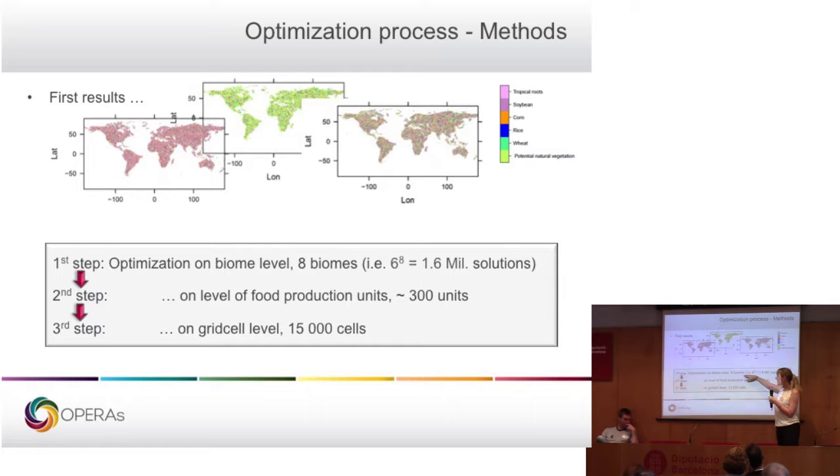So that was our first step, doing it on biome level, and that worked quite well, and Sven will show you some results on that now. The second step then would be to do it on food production units. Some of you might know it, that's a combination of economic regions and watersheds, major watersheds. Normally 300 units. If we combine that with the biomes, then we have around 800 units. So that would be our step 2, and that is actually where we are at the moment. So you will see examples of both of that. And the third step then would be the optimization on the grid cell level, 15,000 cells.